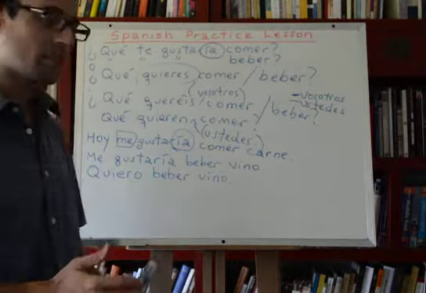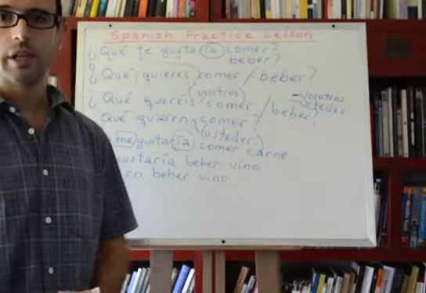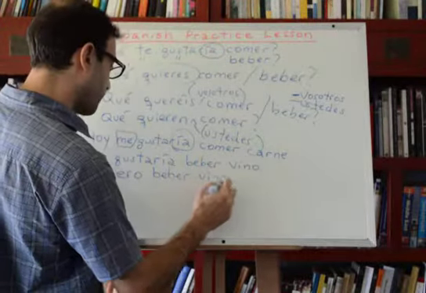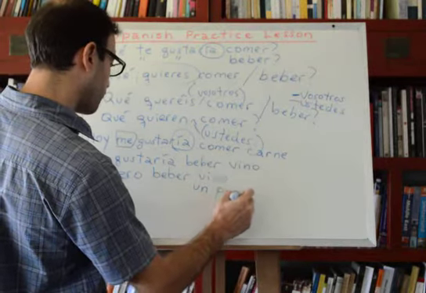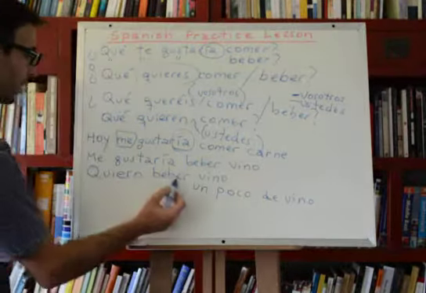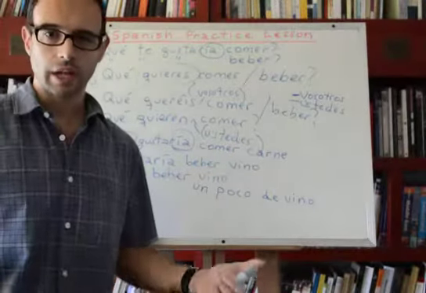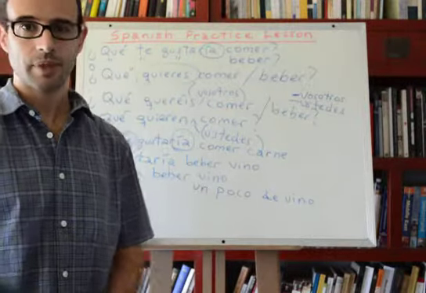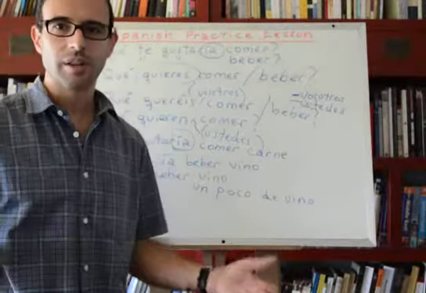Now, instead of saying some wine, let's say a bit of wine, or a little bit of wine, or a little wine, okay? Then we will say, quiero beber un poco de vino. I want to drink a bit of wine, right? In English it sounds awkward to say a bit of wine, right? Or a little bit of wine, or a little wine, right? In Spanish it is okay. It sounds normal to say that, okay?